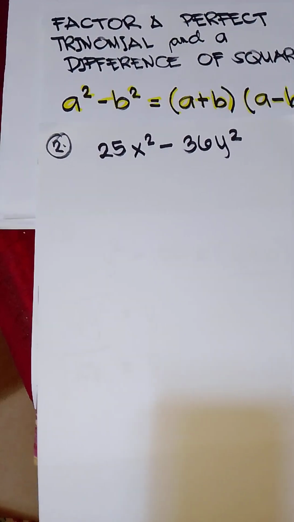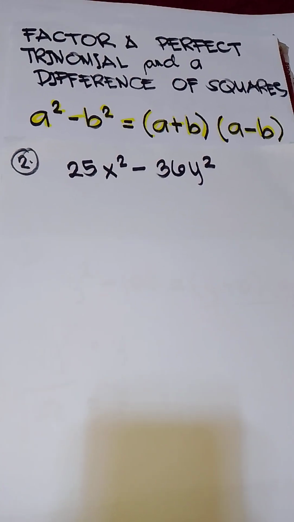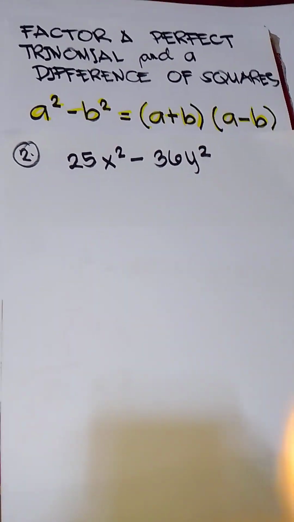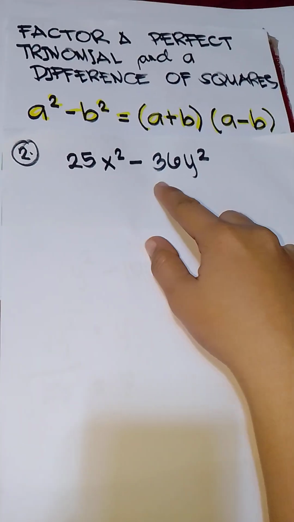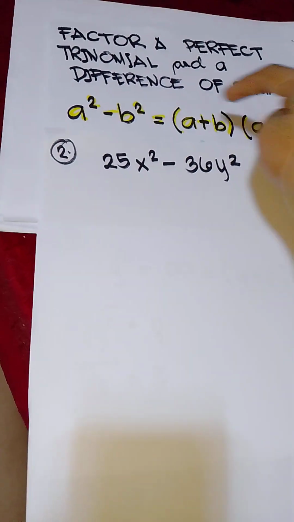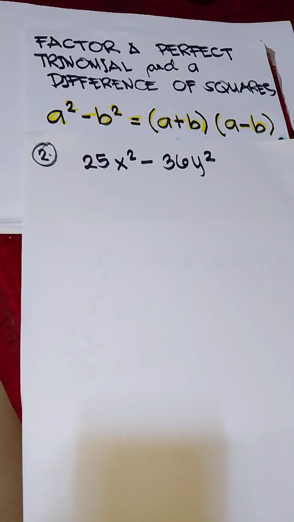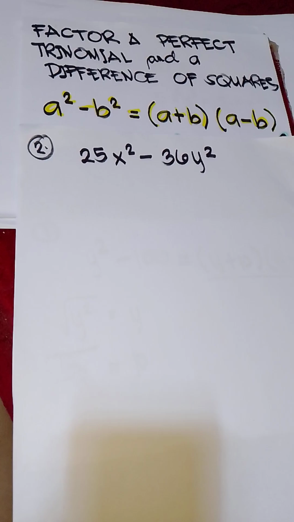Now let's proceed to our second example. We have 25x squared minus 36y squared. The first term is a perfect square, and we also have the second term as a perfect square. So we are still going to follow the format of the difference of squares.